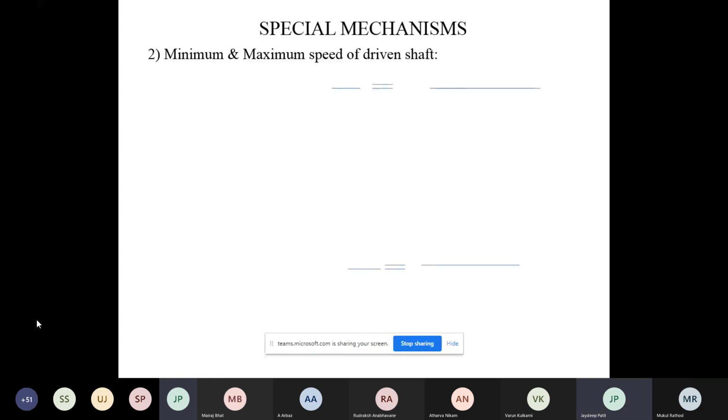Now the minimum and maximum speed of driven shaft. The speed of driven shaft is denoted by omega 1 or omega 2? Tell me the notation. Driven shaft, omega 2. Now we can find out the minimum and maximum speed. We know the speed ratio. Speed ratio is omega 2 upon omega 1 is equal to cos alpha upon 1 minus cos square theta sin square alpha. Now we can find out the maximum speed of driven shaft. When will you get the maximum omega 2 from the given formula?